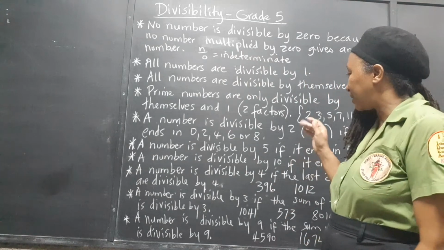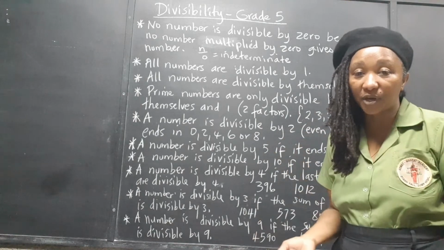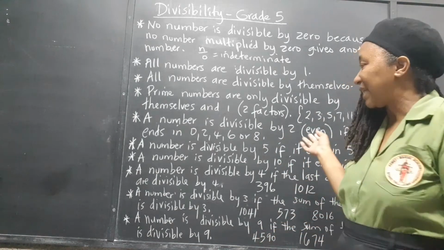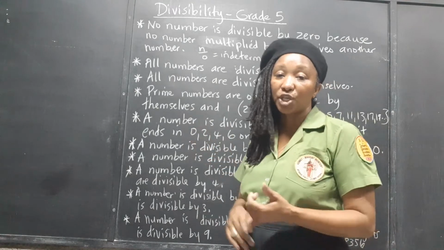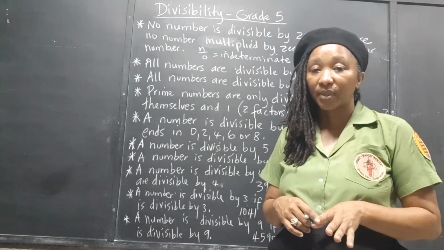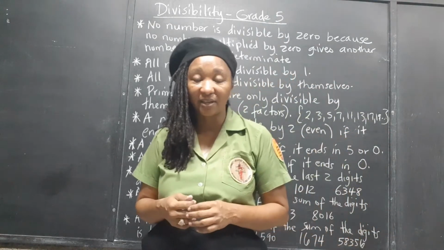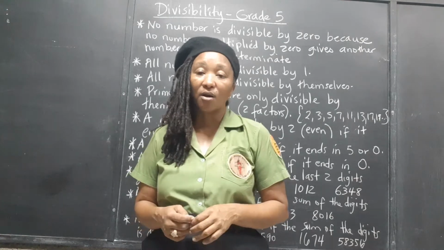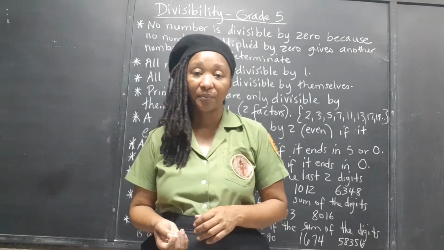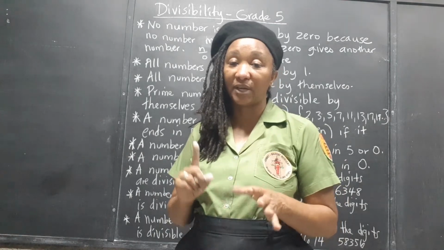A number is divisible by 2, or it's an even number, if it ends in 0, 2, 4, 6, or 8. So those are our set of even numbers. The numbers that are exactly divisible by 2 are called even numbers, and they end with a 0, a 2, a 4, a 6, or an 8.